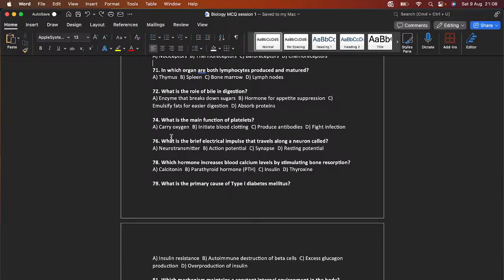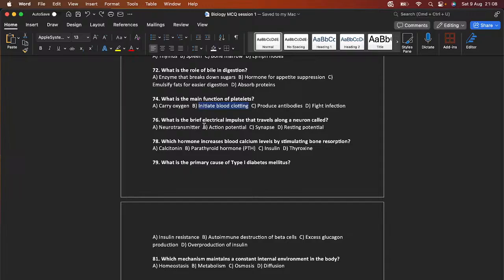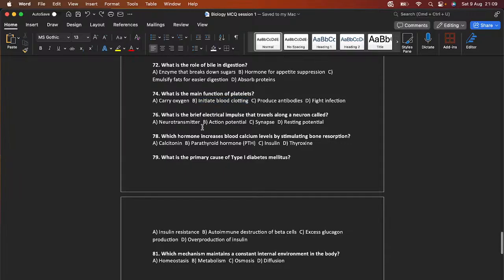What is the main function of platelets? So we saw this question earlier. Initiates blood clotting. What is the brief electrical impulse that travels along a neuron called? So it's the action potential. Okay, we discussed this earlier with the saltatory conduction. Action potential is the electrical impulse.